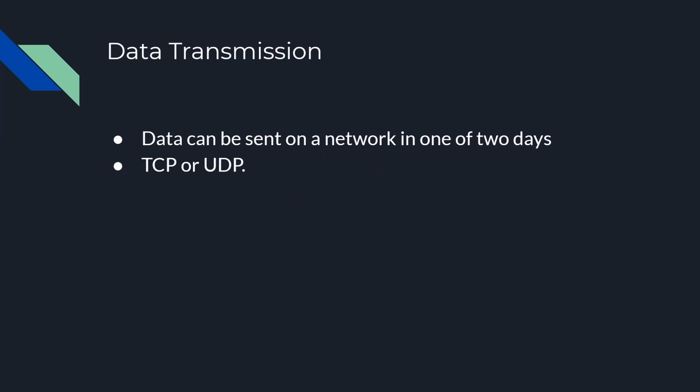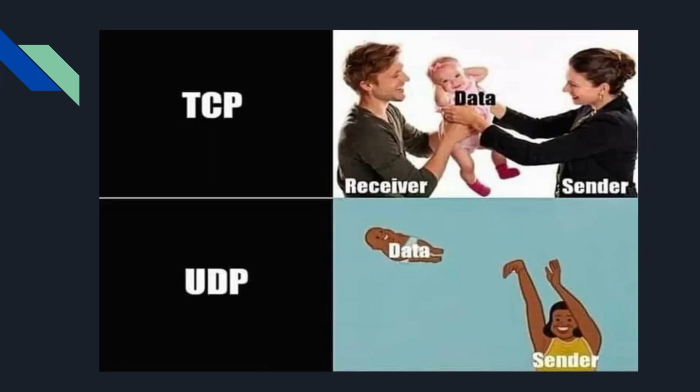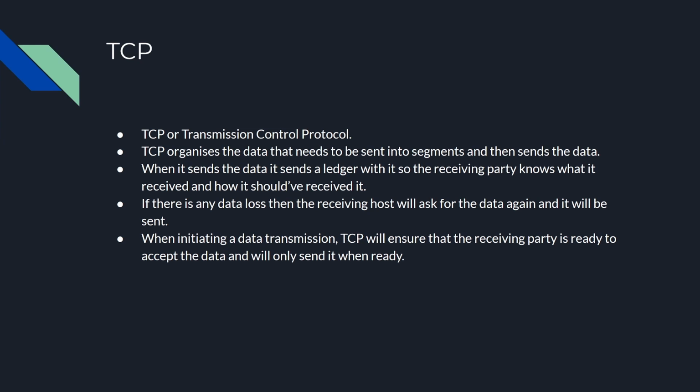Data transmission. Data can be sent on a network via one of 2 ways. This can be done via TCP or UDP. TCP, or Transmission Control Protocol, organizes the data so that it can be transmitted between 2 parties. TCP guarantees the integrity of data being transmitted over a network. This is done by keeping track of data segments sent to the receiving party. If there is any data loss, the receiving party will ask for the packet again and it will be sent.